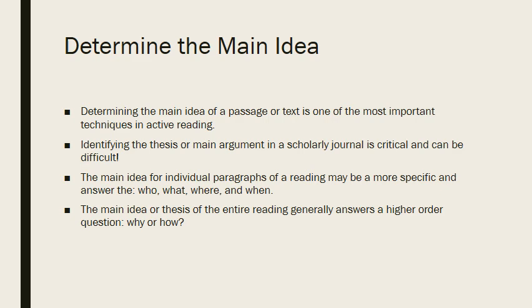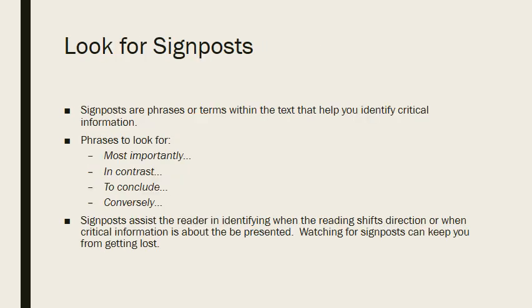So one of the most important aspects of active reading, and reading in general, is being able to determine the main idea. And so as you're reading, identifying the thesis or the main argument in a scholarly journal is critical, and it can be hard. So usually as you're going along, the main idea for individual paragraphs of a reading is going to be a more specific answer. So, it answers the who, what, where, of a certain, I shouldn't say why.